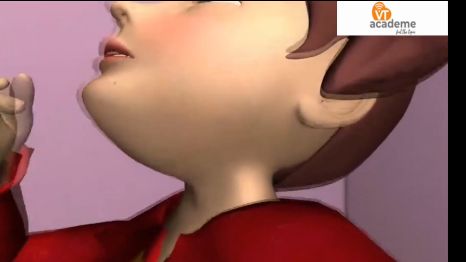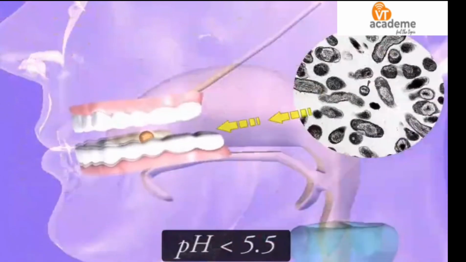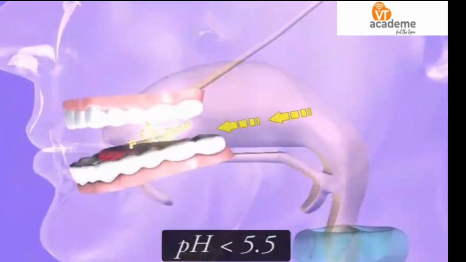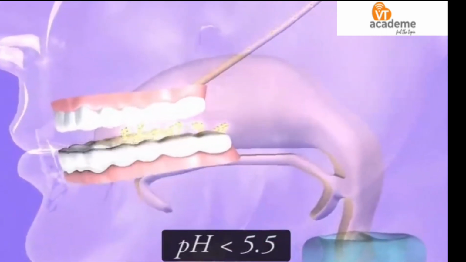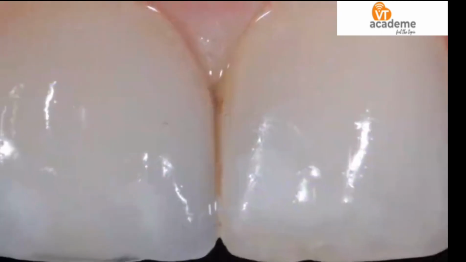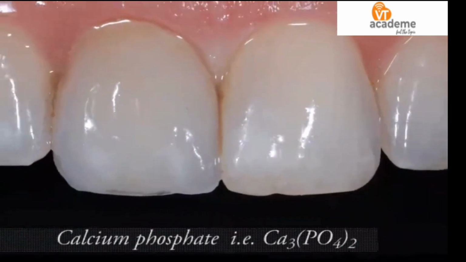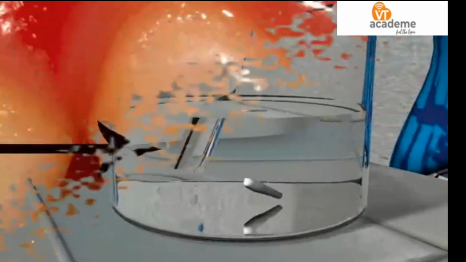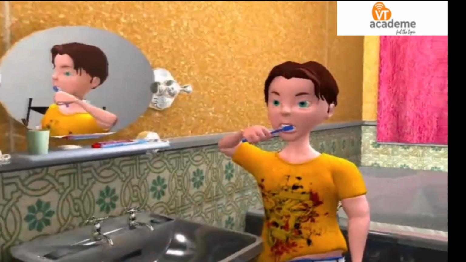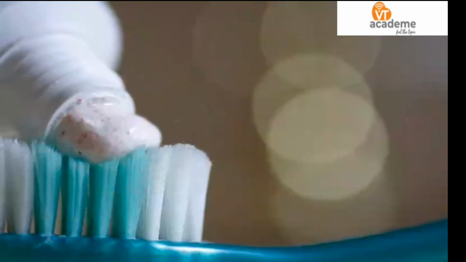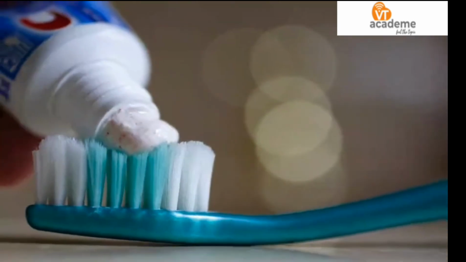Also, after eating, the bacteria present in the mouth starts producing acid due to the degradation of sugar and food particles left over in the mouth. This reduces the pH of the mouth below 5.5, and the tooth enamel, which is made up of calcium phosphate, that is Ca3(PO4)2, which is the hardest substance in the body, starts decaying. Therefore, it is advised to clean the mouth after eating food using some toothpaste. These toothpastes are generally basic in nature.